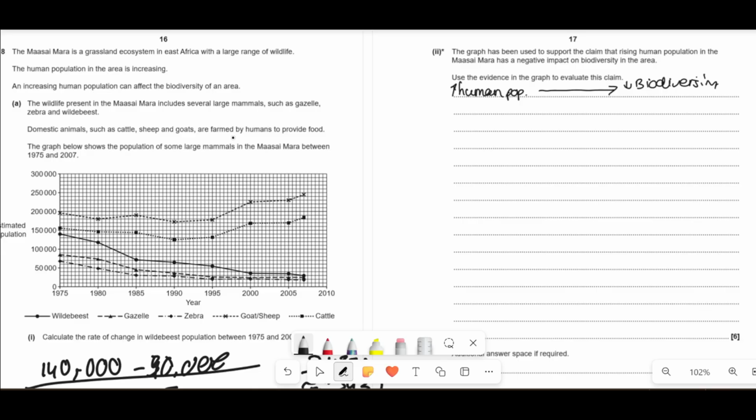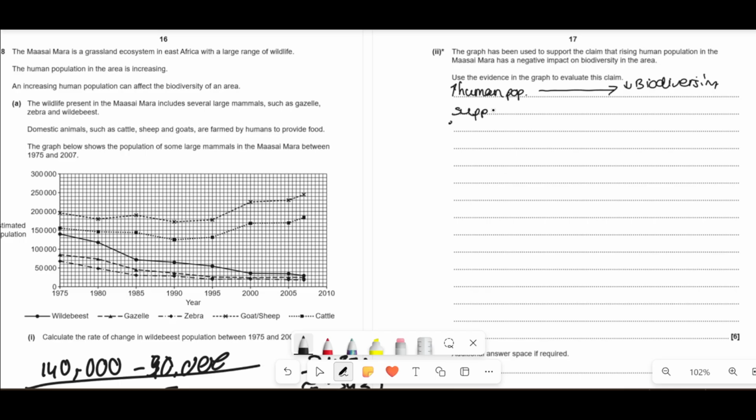All right, so let's have a look what's going on. So they've told you domestic animals such as cattle, sheep, and goats are farmed by humans to provide food. If you've got more humans, you're probably going to have more of that. And as a result, you're probably going to have less of the other wild ones like wildebeest and gazelle. And like I said at the start, if you just had a quick look at that graph, well, yeah, I've just said that.